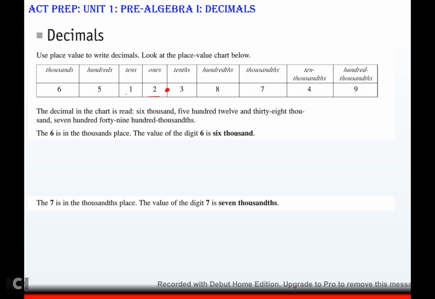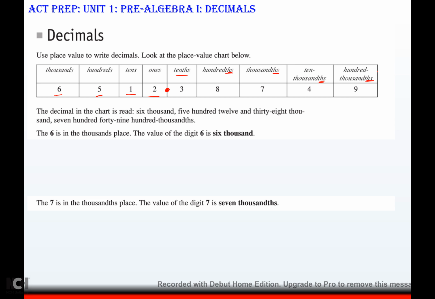There's your ones place, your tens, your hundreds, your thousands. After the decimal, you don't start with the ones again. You start with tenths, and then you go to hundredths, and then thousandths. And notice it ends in the THS's. So it's tenths, hundredths, thousandths, 10,000ths, and 100,000ths.